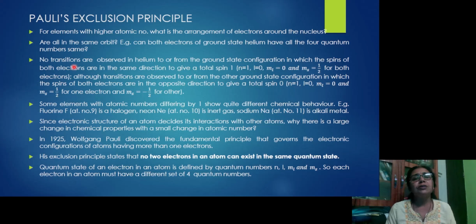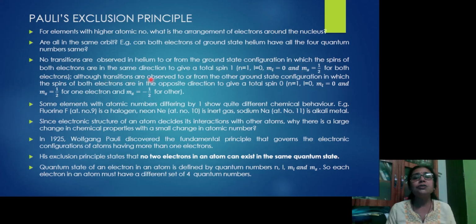When the transitions for the helium atom were studied, it was observed that there were no transitions from the ground state configuration in which the spins of both the electrons are paired to give a total spin 1. That is, quantum numbers n equal to 1, l equal to 0, ml equal to 0 and ms equal to half for both the electrons. So, transitions from such a quantum state were never observed.